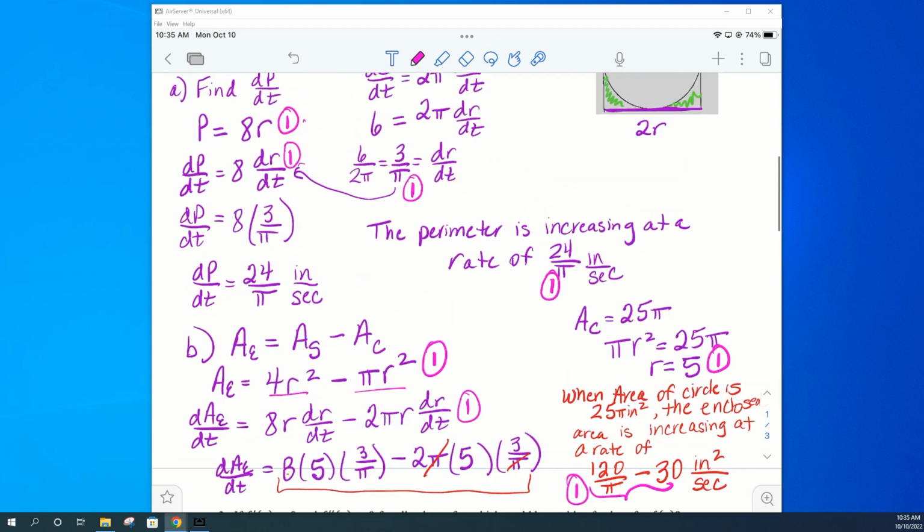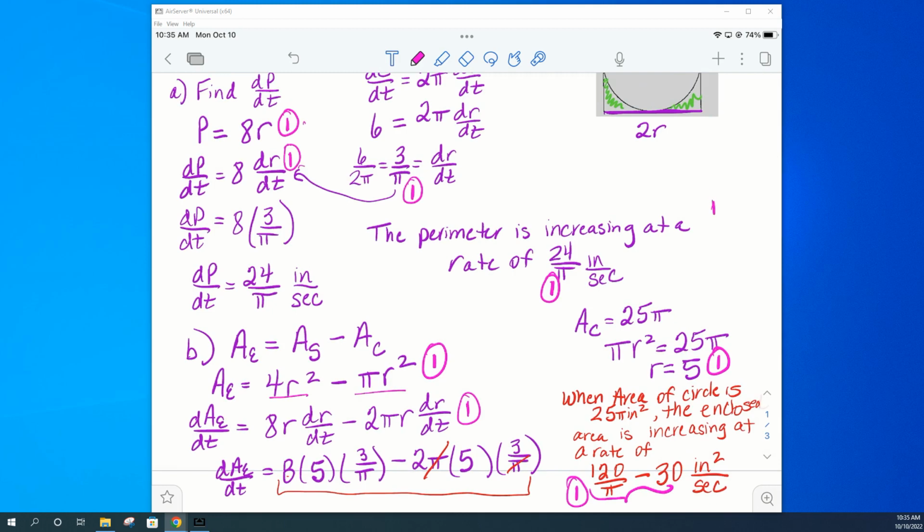Where's the other point? The last point, and I should have said this, I'm sorry. This point right here was for the number only, the 24 over pi. The last point is for units in parts A and B. In other words, did they have inches per second on A and inches squared per second on B? They have to have the correct units in both. So if they missed one, then they didn't get that point. So that is the total of 9 points.